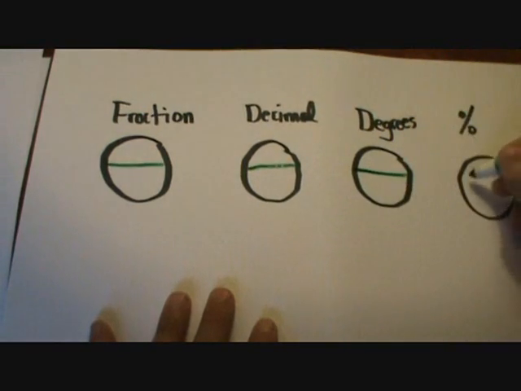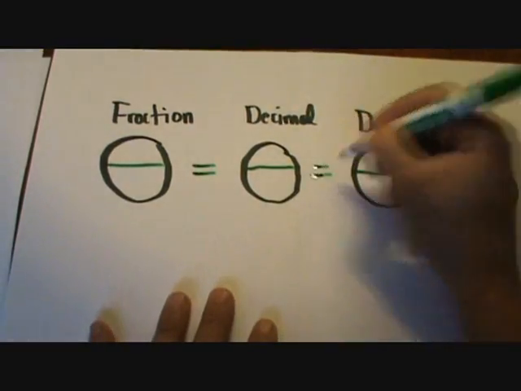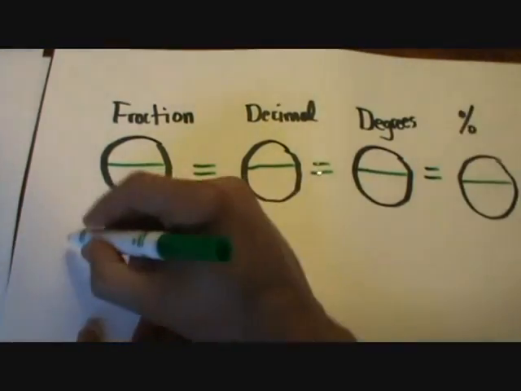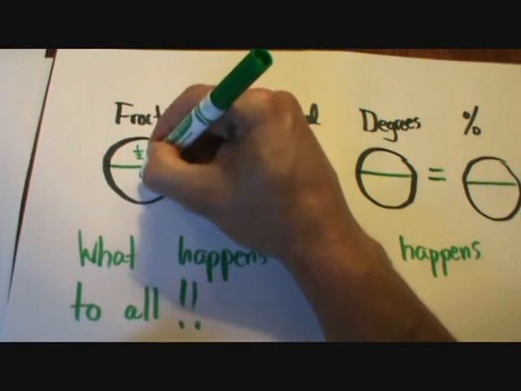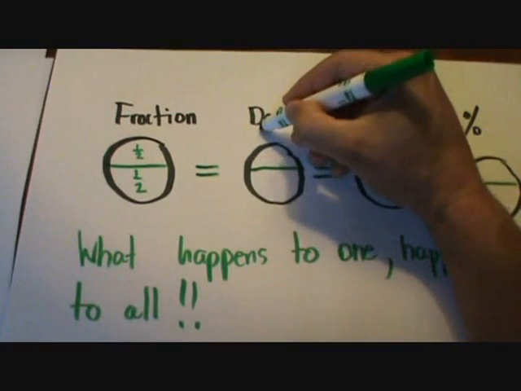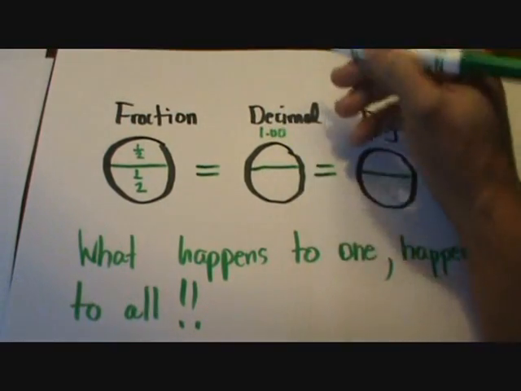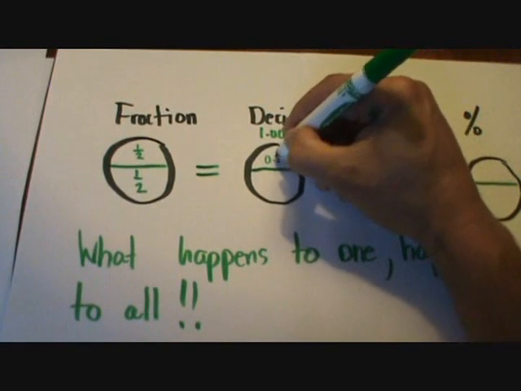Now that we understand that we can name them different ways, the other thing you need to understand is what you do to a fraction, you have to do to a decimal, you have to do to degrees, and you have to do to percent. Why? Because they're all equal to each other. So, if I take my fraction and cut it in half, I'll get a half on the top and a half on the bottom. Because I have to do the same thing, I have to cut the decimal in half.